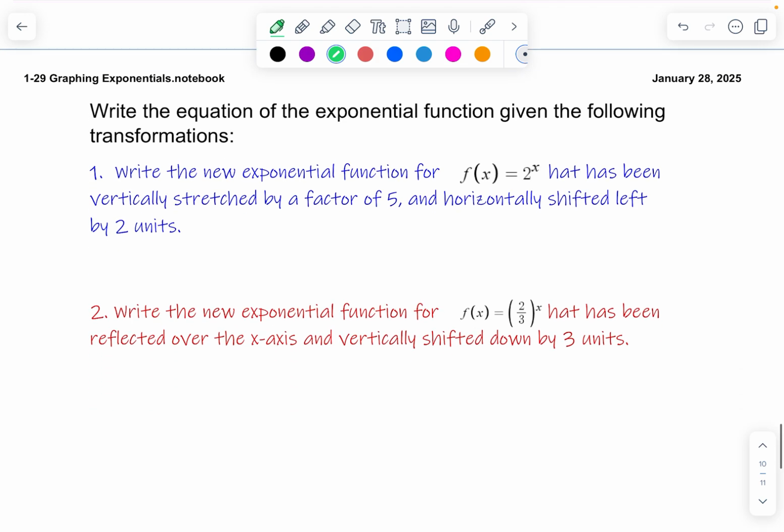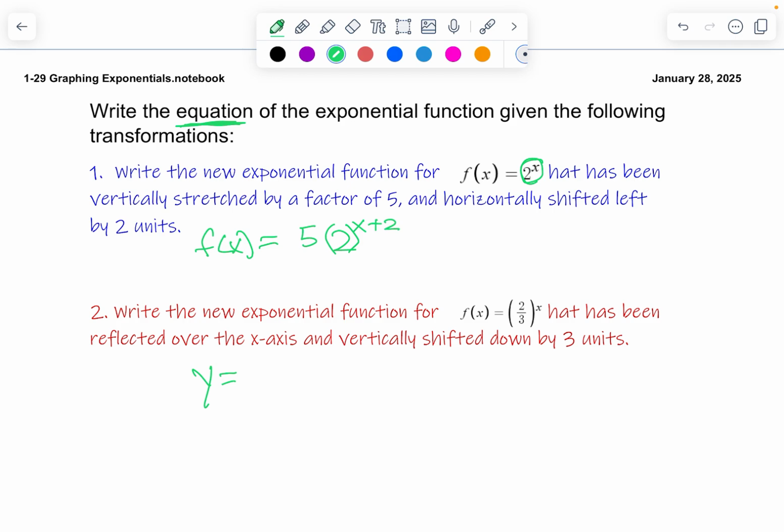All right, and then the last thing we're going to look at is writing an equation. Okay, again, some of y'all forgot the equation part on your test. So you could either do f of x, or you could do y equals. It says write a new exponential function for f of x equals 2 to the x. So this is your parent graph. So I'm going to go ahead and write that, 2 to the x. That has been vertically stretched by a factor of 5. So I'm going to put the 2 in parentheses, and I'm going to put my 5 out here, and a horizontal shift left by 2 units. So that means plus 2, and then I'm done.